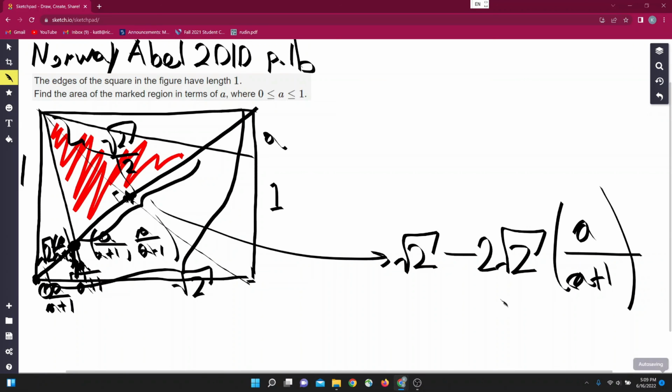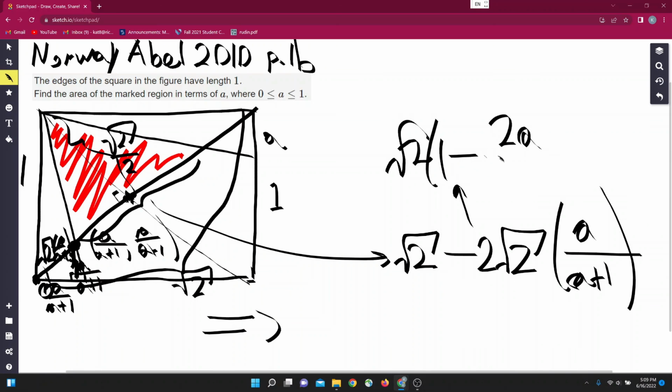So, in other words, this is what we're left with for our base. And therefore, we can just directly calculate the area of the triangle. It's kind of nice, right? And therefore, we just get 1/2 base times height. For base, I guess I should write it like this. If we were to factor out root 2 here, perhaps I'll just do that directly: root 2 times 1 minus 2a over a plus 1.